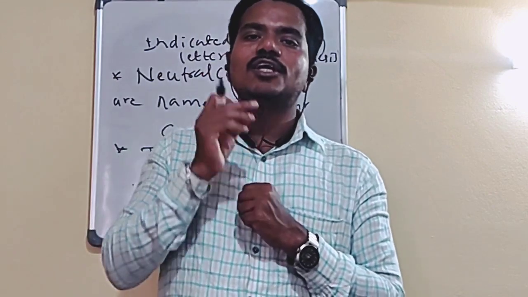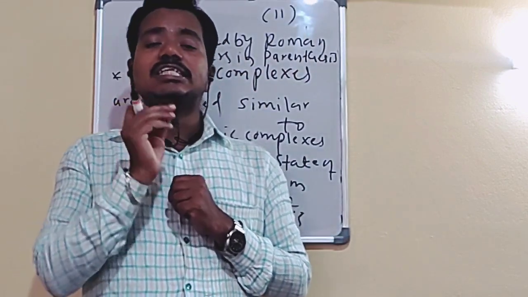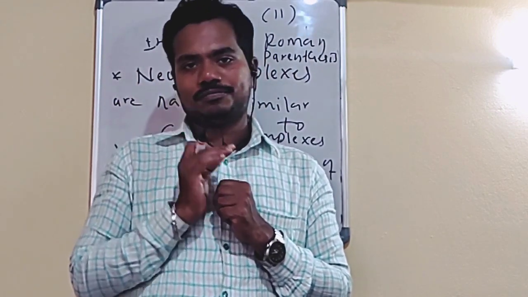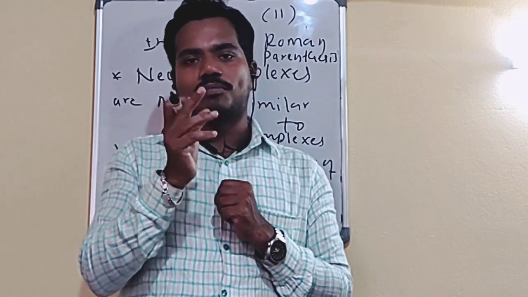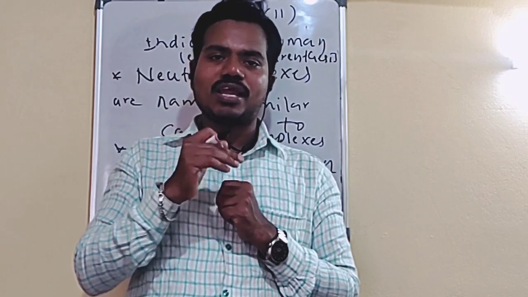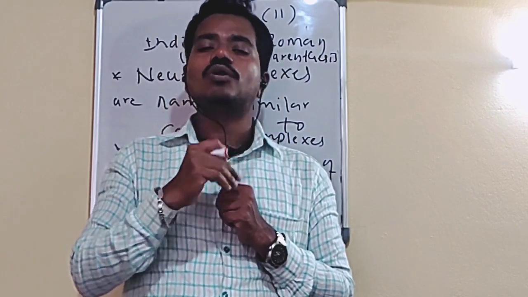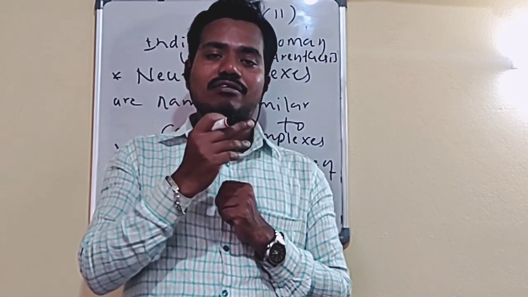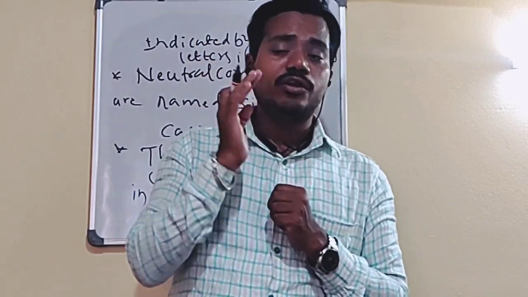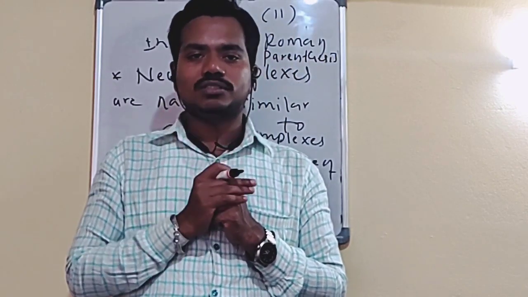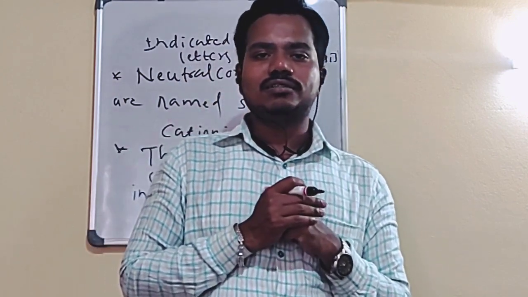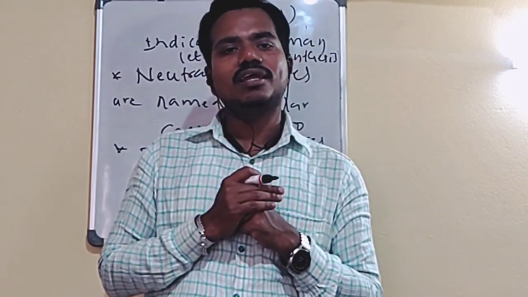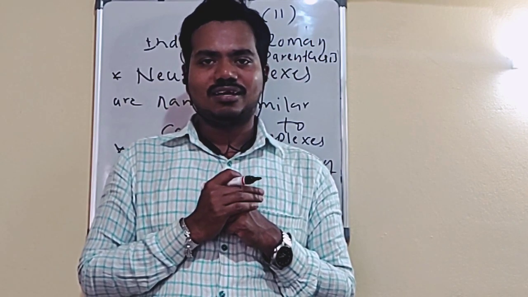The last one here: the oxidation state of the central metal atom or ion is indicated by what? Roman letters. Whether it is a cationic complex, anionic complex, or neutral complex, the oxidation state of the central metal atom or ion is indicated by Roman letters in parentheses. Clear?